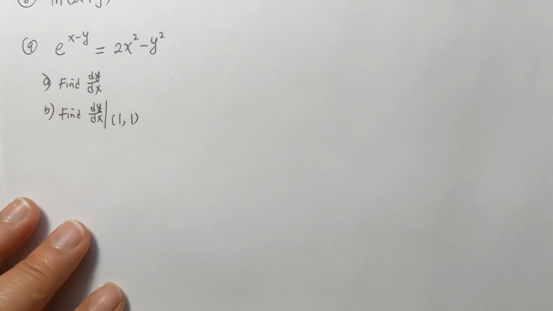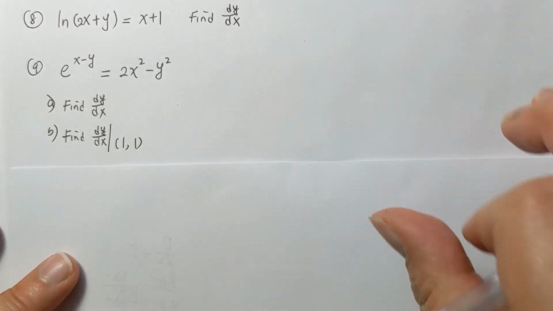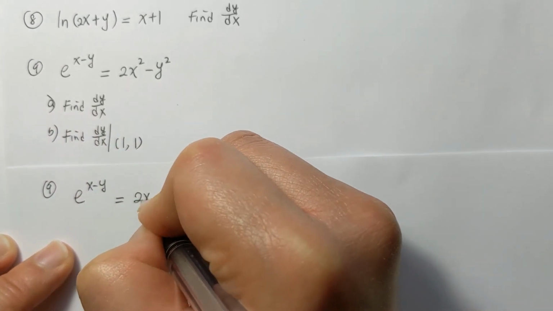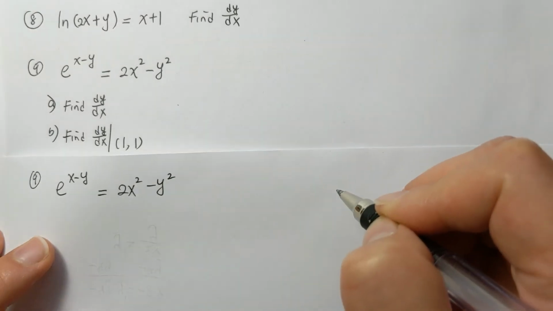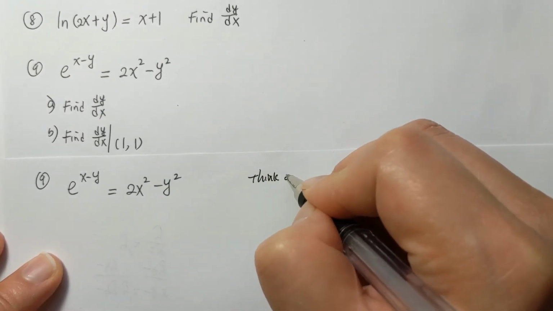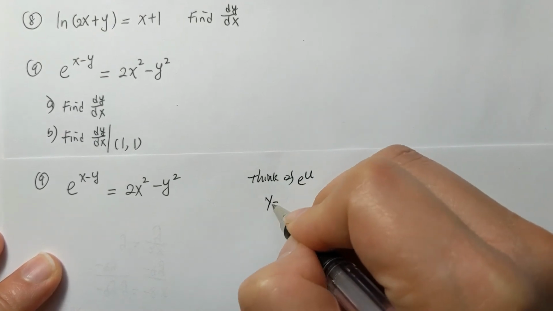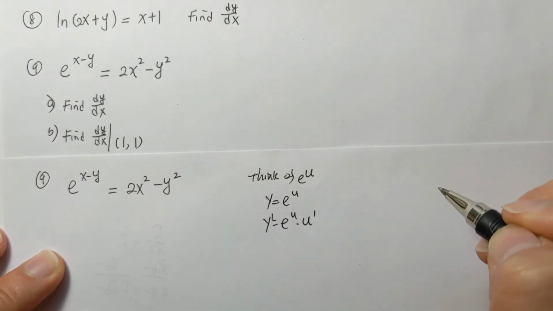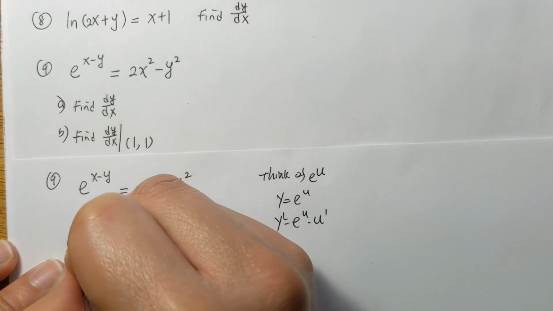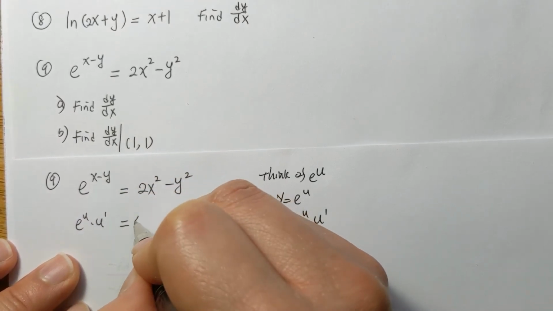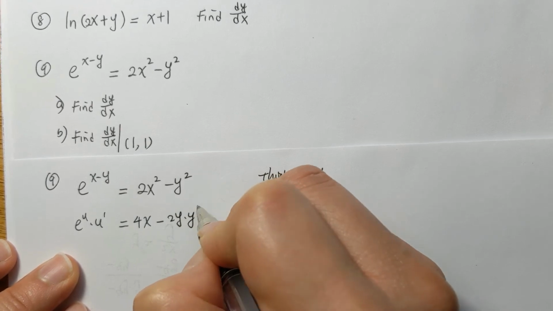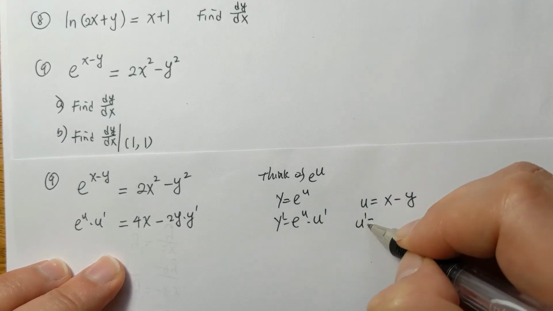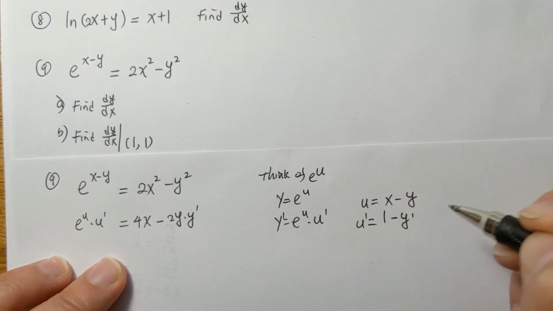Number 9, you've got e to the x minus y equal to 2x squared minus y squared. So we have to think of e to the u. If y equals e to the u, then y prime will be e to the u times u prime. So over here, e to the u times u prime equal to 4x minus 2y times y prime. So u equals x minus y. Then u prime: derivative of x is 1, derivative of y is y prime.